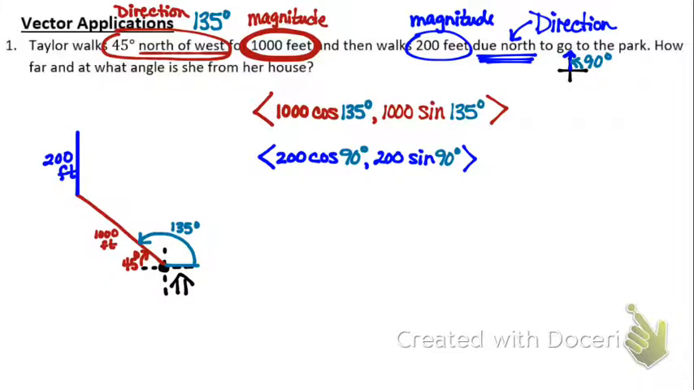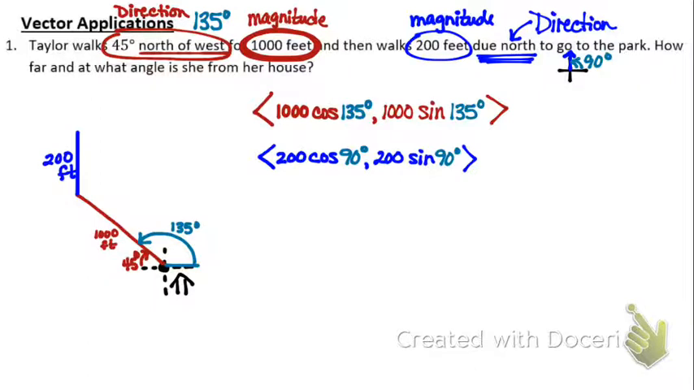She went northwest, but then she walked due north. That's straight up. So she walked northwest for a while, then she stopped. Then she walked straight up. 90. Yeah, anytime you're going straight north, it's 90 degrees. So regardless of what happened first, we are not paying any attention to the first leg of her journey.